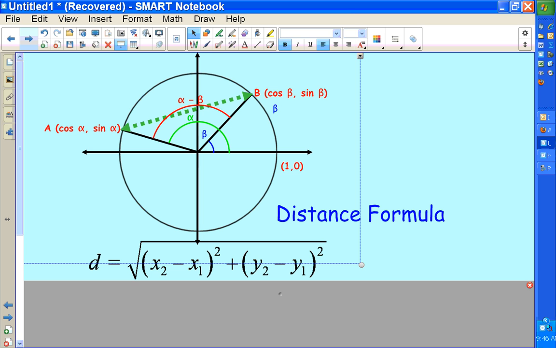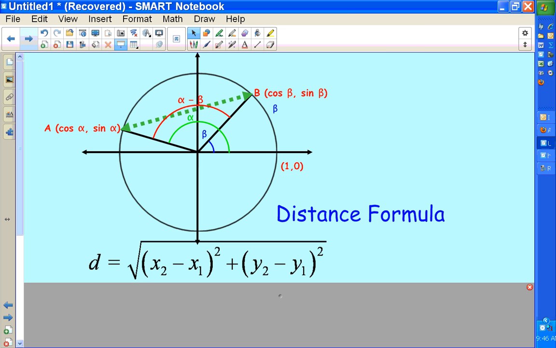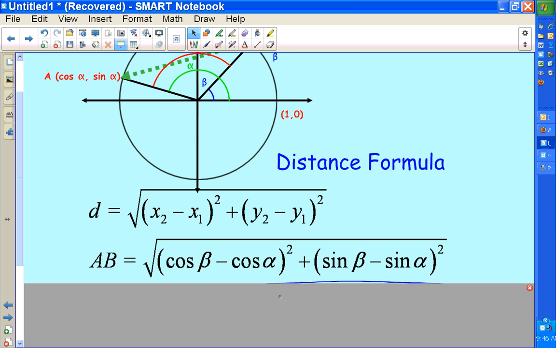You might remember the distance formula: the difference between the x's squared plus the difference between the y's squared, and then the square root of that sum. So your x's are cos alpha and cos beta, and your y's are sine alpha and sine beta. When we derive this, we're plugging in for the x's cos beta minus cos alpha, and for the y's we're doing sine beta minus sine alpha. The order is not really that critical. Whether you do alpha or beta first doesn't really matter.